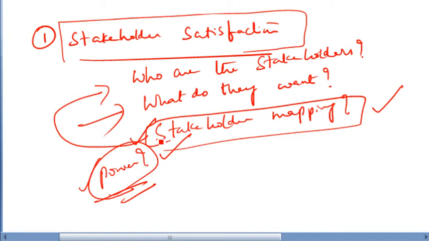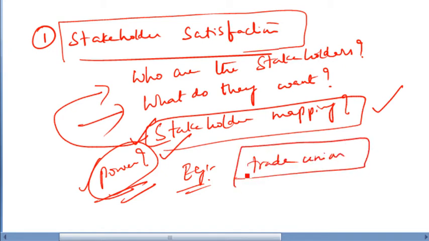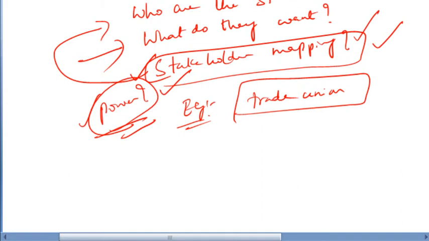Let's take an example. If the majority of the employees are members of a trade union, then it is likely that the trade union will hold significant influence over the organization, isn't it? So you can understand that through stakeholder mapping, and that's the reason we are doing it.